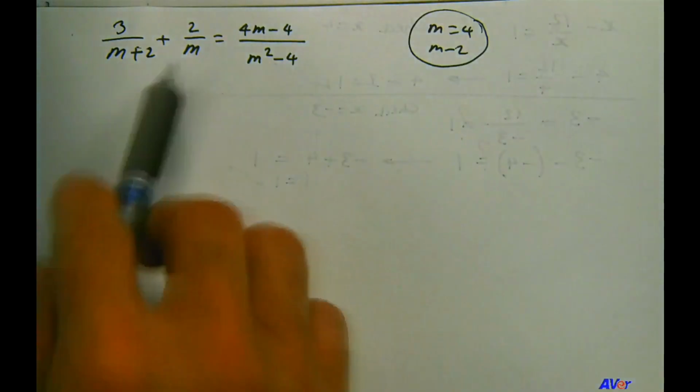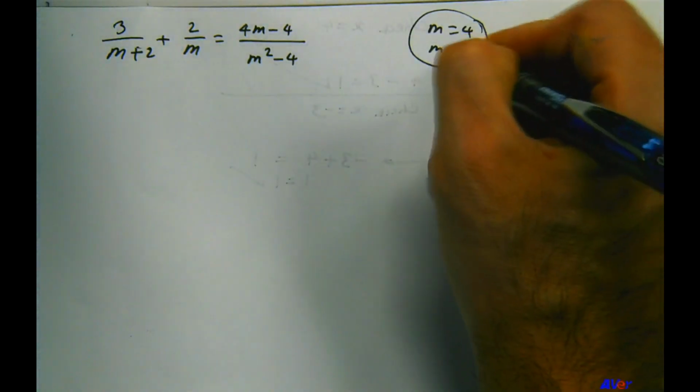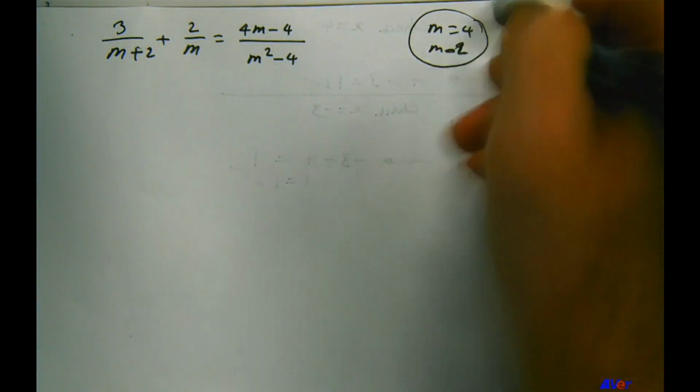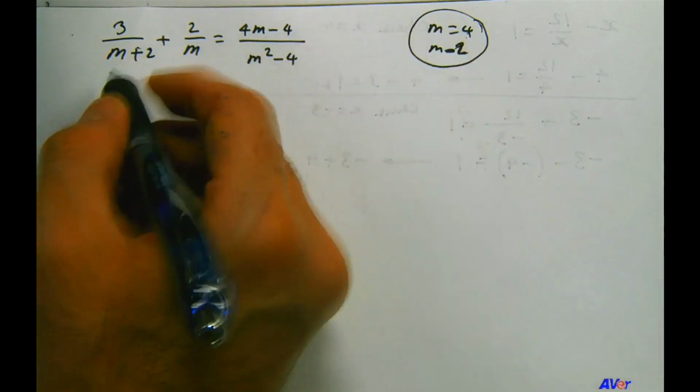So we solved this rational equation for m. Those are the two answers we got. And we need to test to see if this is valid. So let's put the 4 in first. So if 4, we substitute, are the two sides equal to each other? We're going to check that.